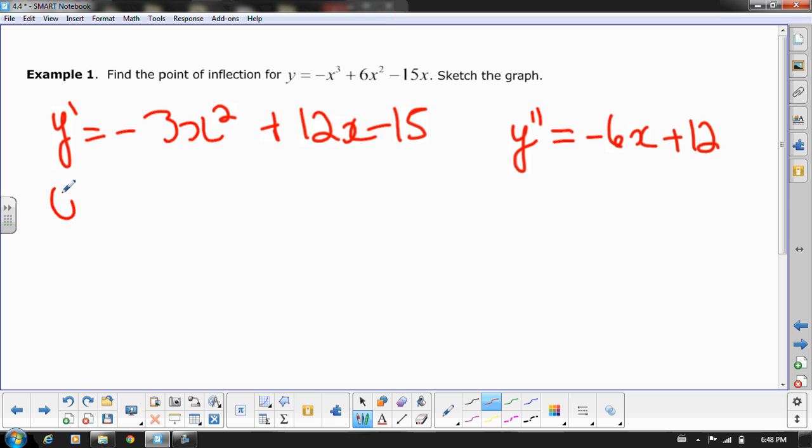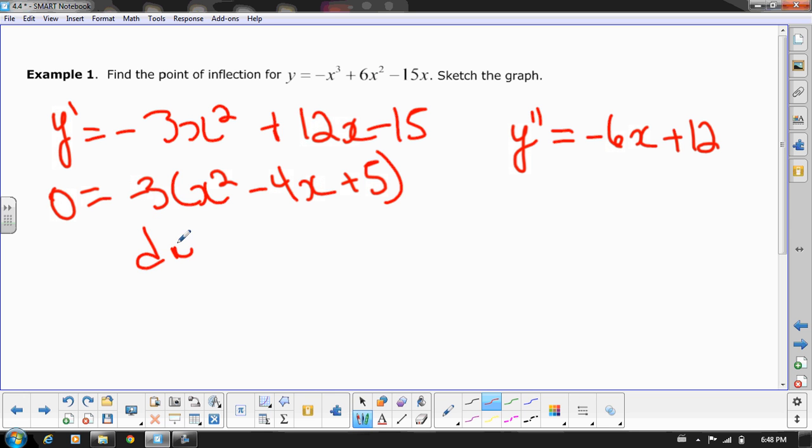Okay, so I'm going to put 0 in. So 0 is going to equal, I'm going to factor out negative 3. That's going to leave me with x squared minus 4x plus 5. And then this can't be factored, so it does not factor. So that means there's no maximums or minimums for this particular function.